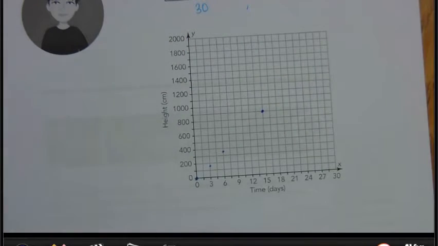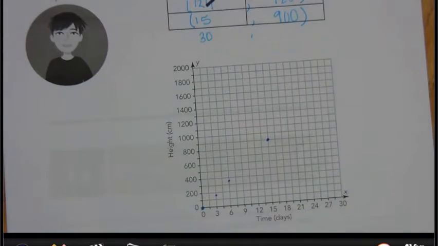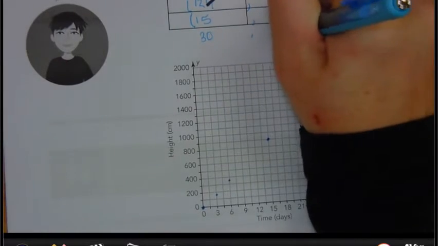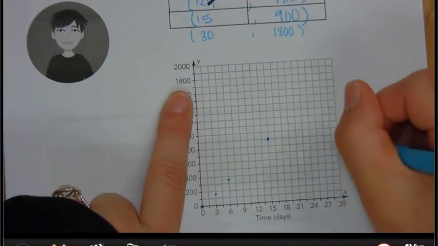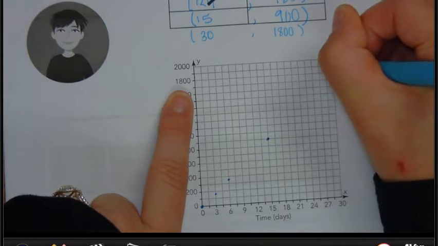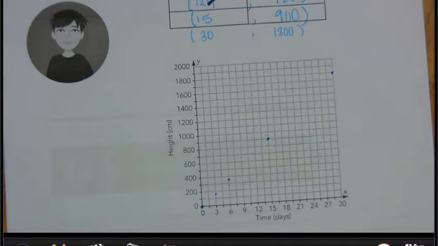And then let me add this extra point here. If I have grown for 30 days, how tall have I grown? So 30 times 60 is 1,800. And that's going to plot me right here at 1,800.